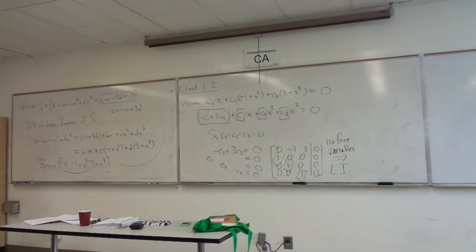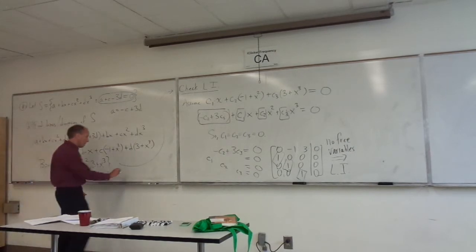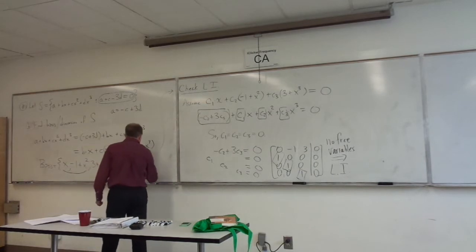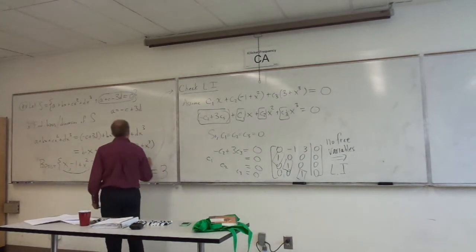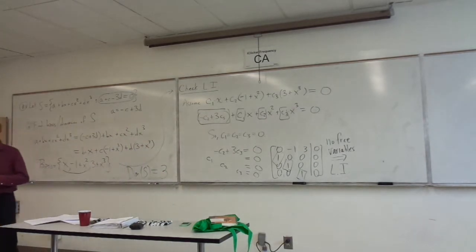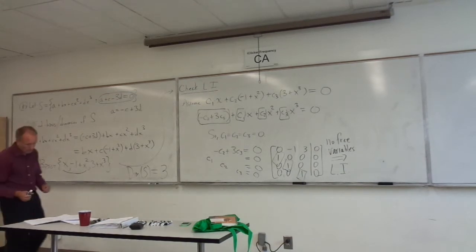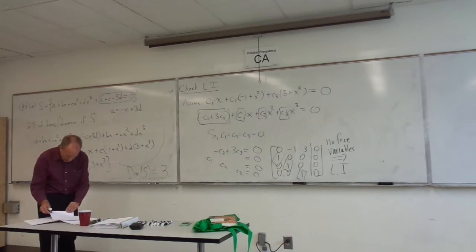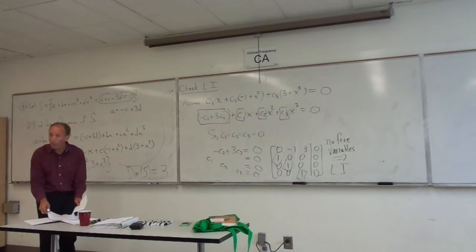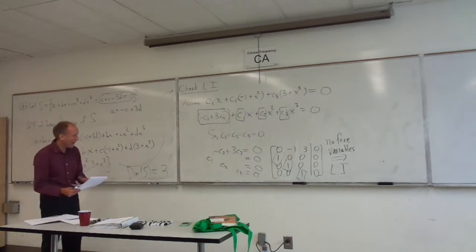Last but not least, what's the dimension of my space going to be here? 3 polynomials in the set, so it's a 3-dimensional subspace of the 4-dimensional vector space P3 of R. Excellent, excellent, excellent. So far, so good.